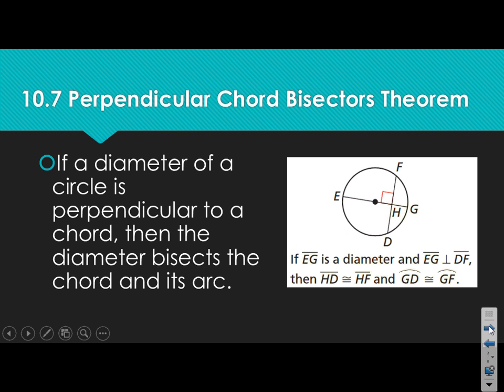Then we have the second one. This one deals with perpendicular chord bisectors. This says if a diameter of a circle is perpendicular to a chord, so you see that you have the diameter EG, and that is marked perpendicular to chord FD because of that red box, or the 90 degrees, then the diameter is bisecting the chord and its corresponding arc.